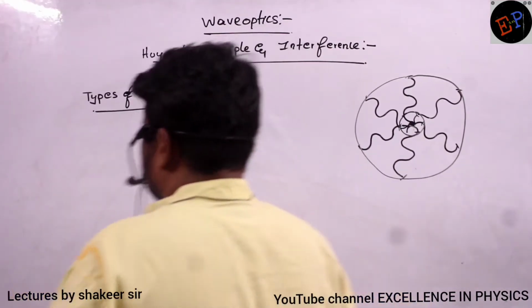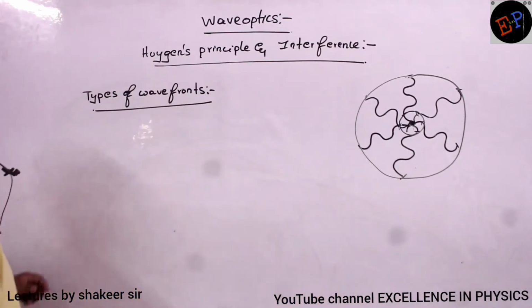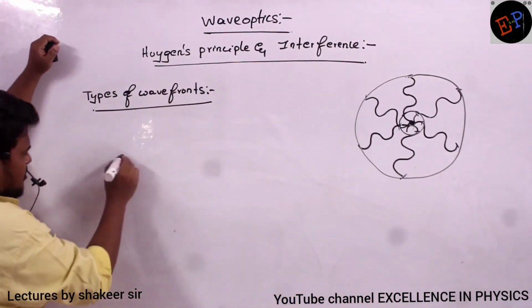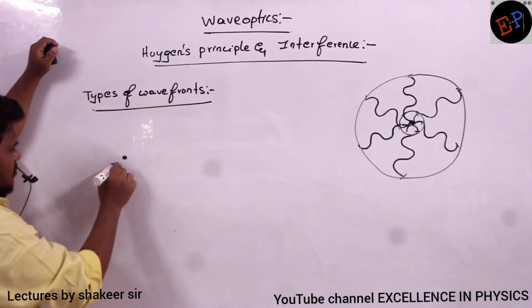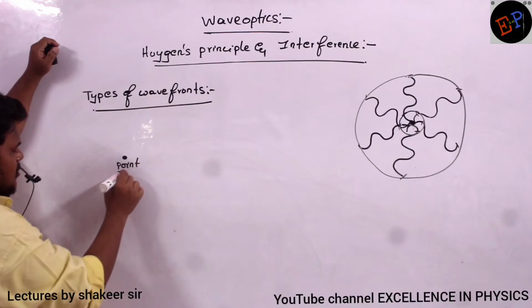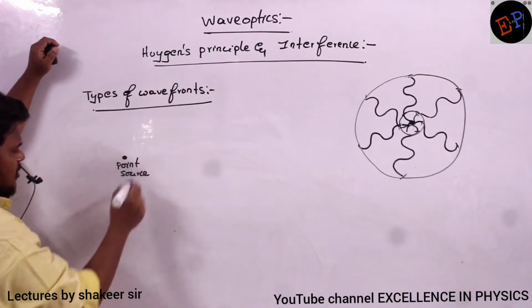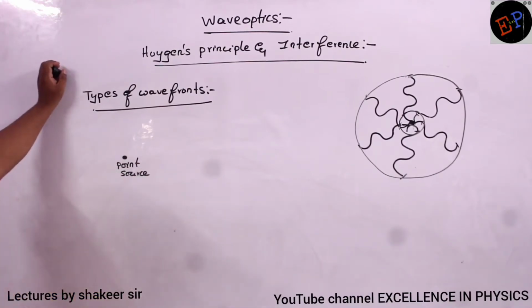Okay, next we discuss types of wavefronts. See, consider this is a point source of light. What is this one? Point source. Give an example of a point source of light. Sun.